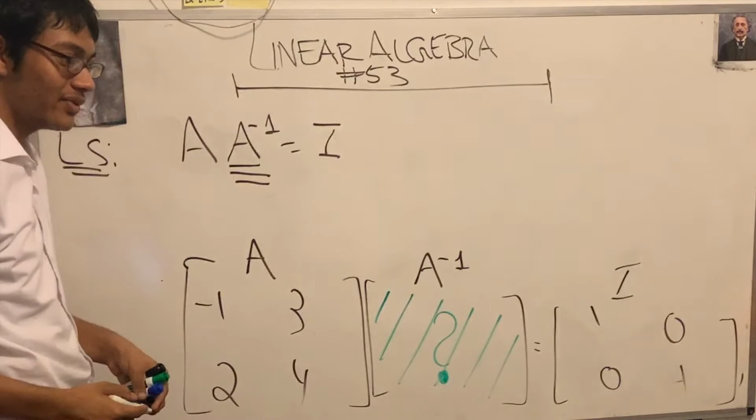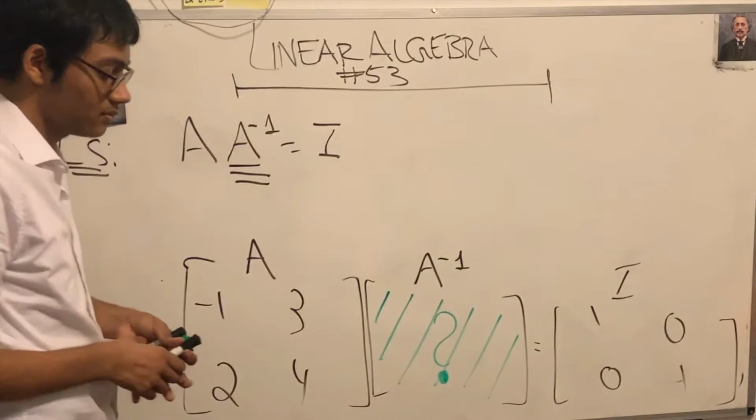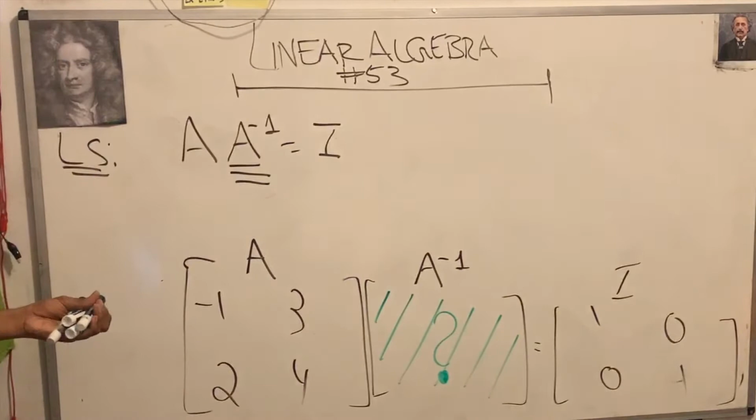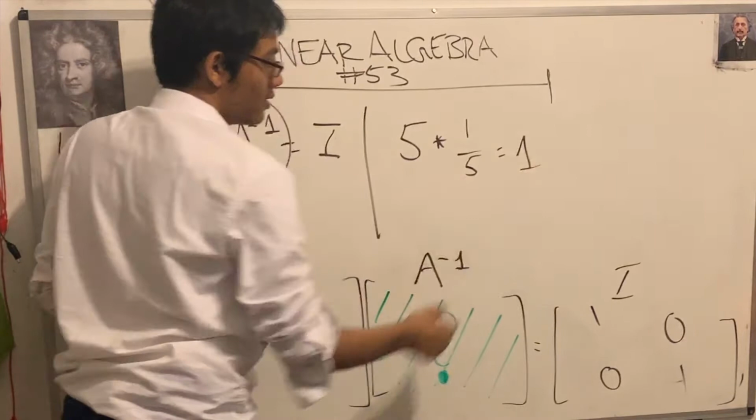This works like in regular arithmetic, because a number multiplied by its inverse is 1. And the identity matrix acts like a 1 in matrix multiplication. You can think of it like that. The identity matrix is almost like the reciprocal in regular multiplication. For example, just like 5 times 1 over 5 gives you 1. 1 is the identity here.